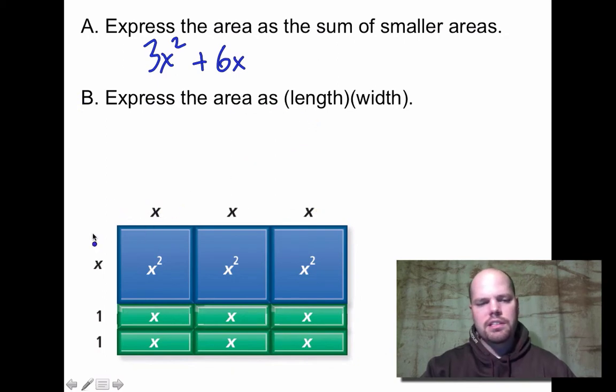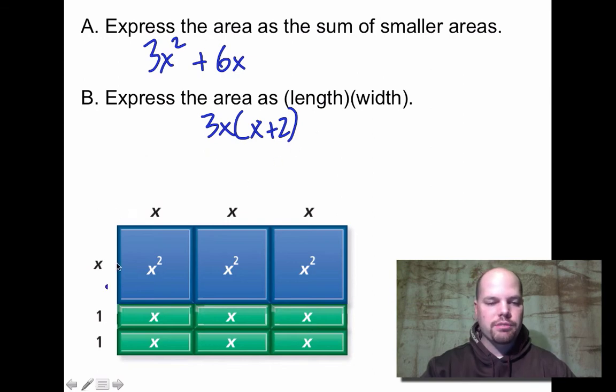So let's say this is the length, this is the width. So this distance across here, the length would be x plus x plus x, so it would be 3x, times the quantity x plus 2. We could have also written it as the quantity x plus 2 times 3x if we considered this the length and this the width. It doesn't matter though.